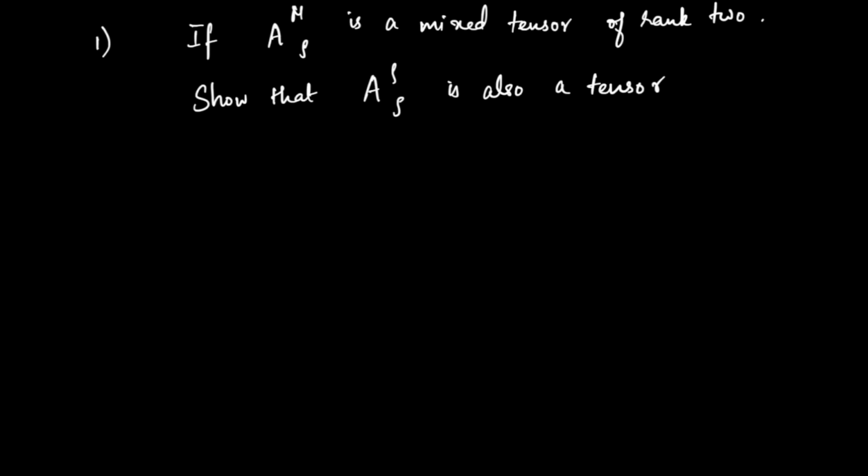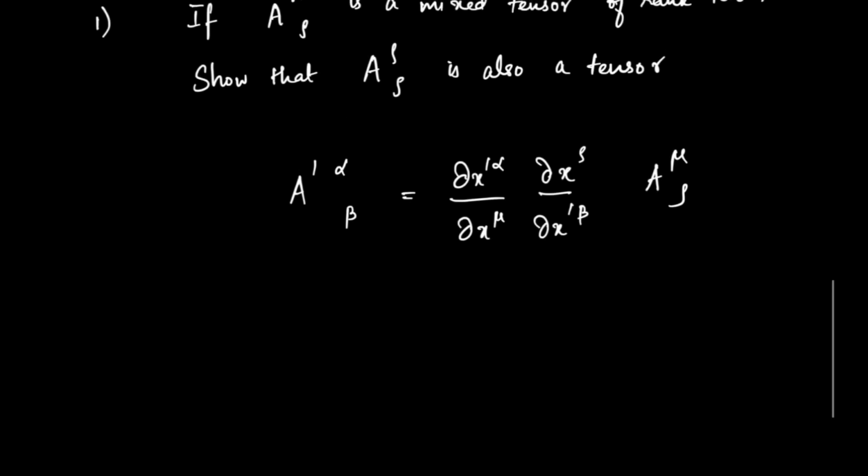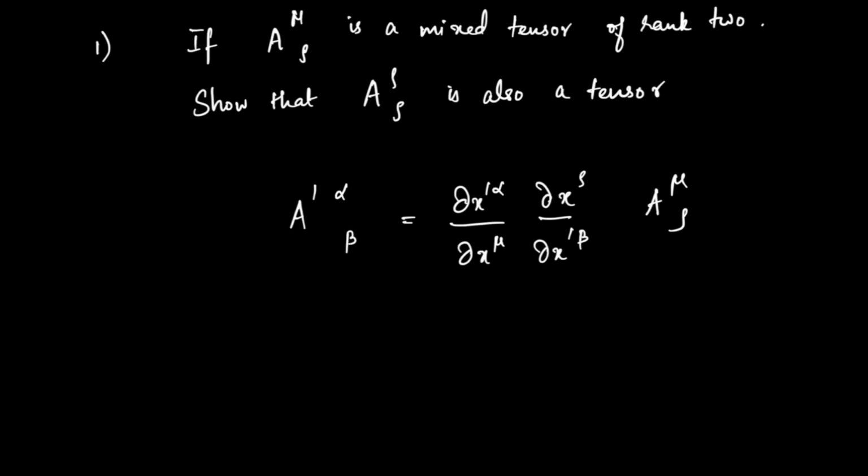So first we'll write the given quantities. Given that A mu rho is a mixed tensor, I can write the transformation rule for A mu rho. So I'm writing A prime alpha beta is equal to partial derivative of x prime alpha with respect to x mu, partial derivative of x rho with respect to x prime beta. Okay, so this is the transformation for a mixed tensor of rank 2. This is already given.